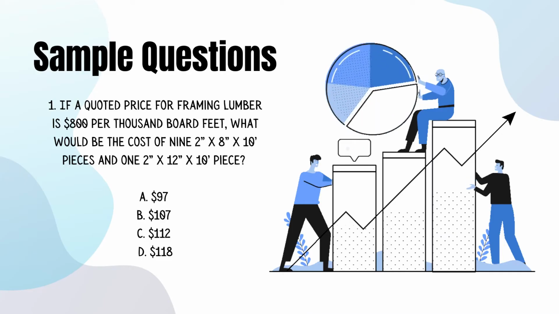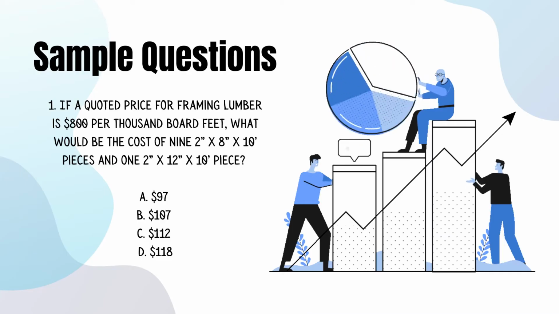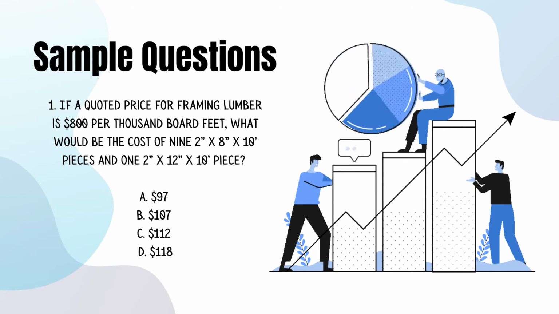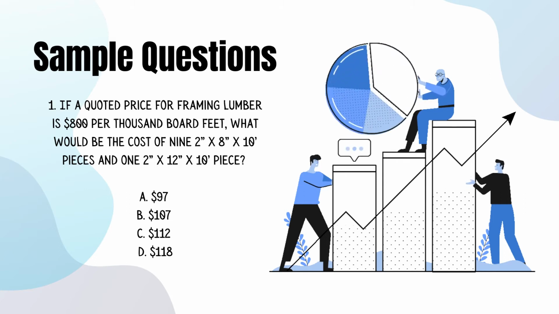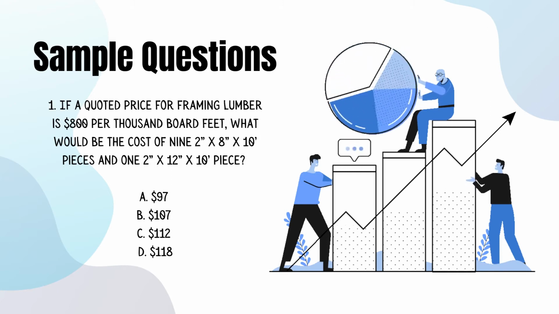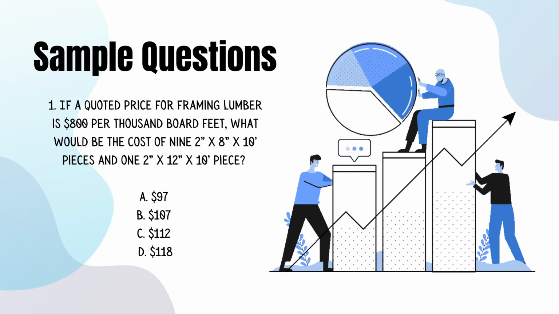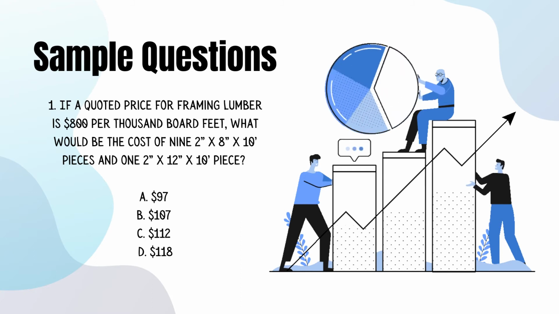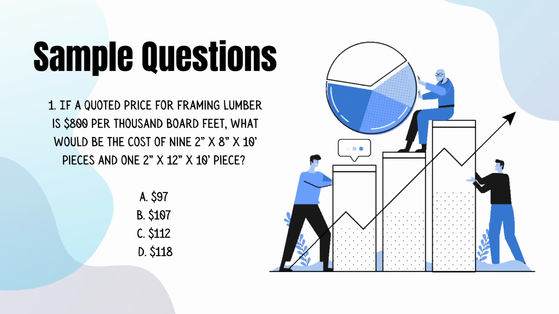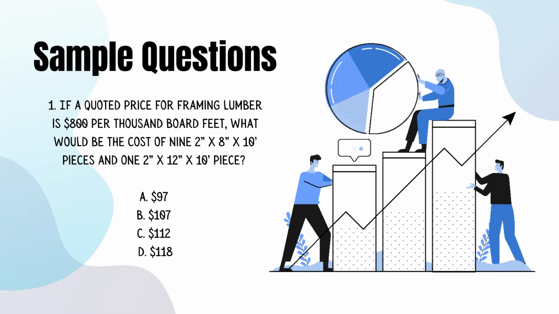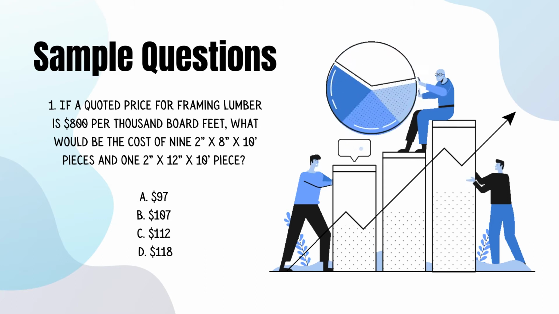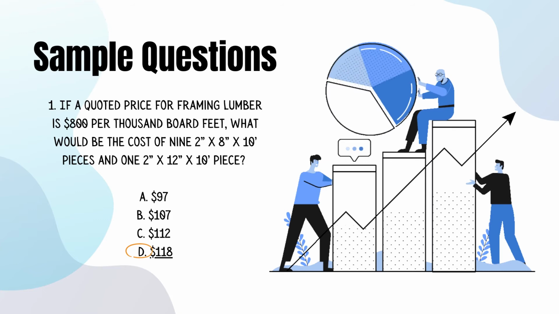Let's take a look at some of the sample questions you might see on the exam. If a quoted price for framing lumber is $800 per 1,000 board feet, what would be the cost of 9 2-inch by 8-inch by 10-foot pieces and 1 2-inch by 12-inch by 10-foot piece? D. $118.